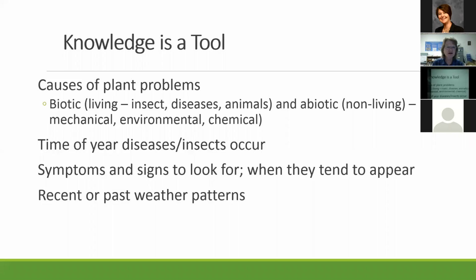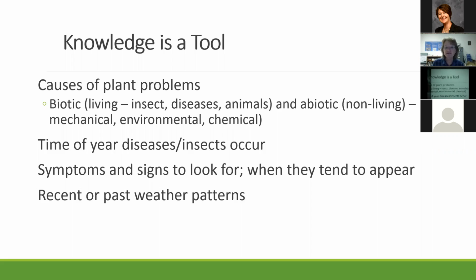Recent and past weather patterns. It's a good idea to keep track of the weather, we all know that. We live in Nebraska, we keep track of the weather. So has it been wet? Was it a wet, rainy spring? Then we're going to see more foliar diseases, like fungal diseases, in a wet, rainy year. Past weather patterns. In 2012, we had a very severe drought.